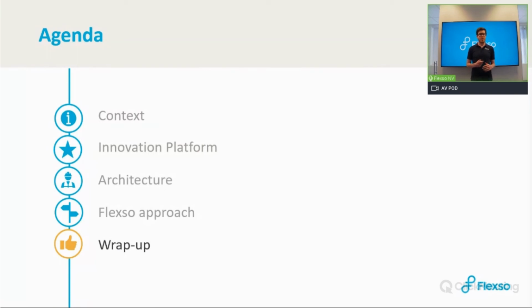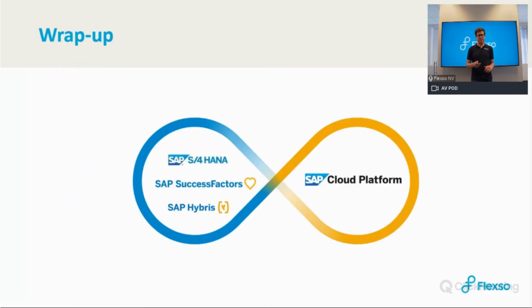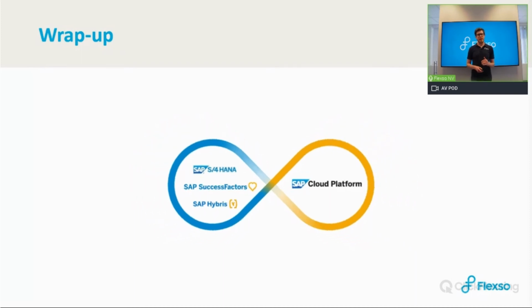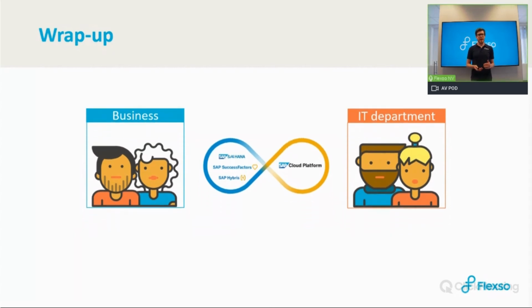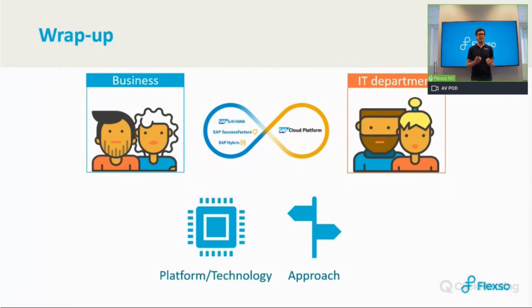So with all that, it's time to wrap up. We've started off with the bi-modal IT strategy of SAP, which is a strong business core on one hand and a business innovation platform on the other. When we want to extend the core and allow business to flourish, we encounter a lot of complexity for the IT department. We'd like to support this and allow business and IT to focus on what matters. And we believe that with the right platform and technology and the right approach, this can help.